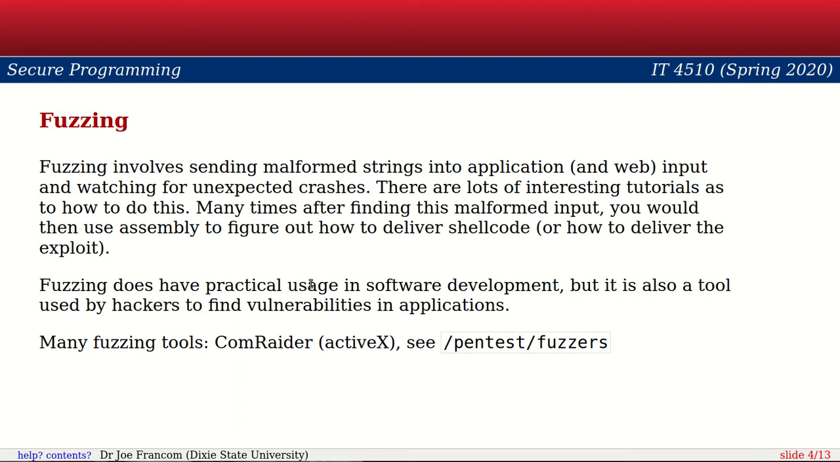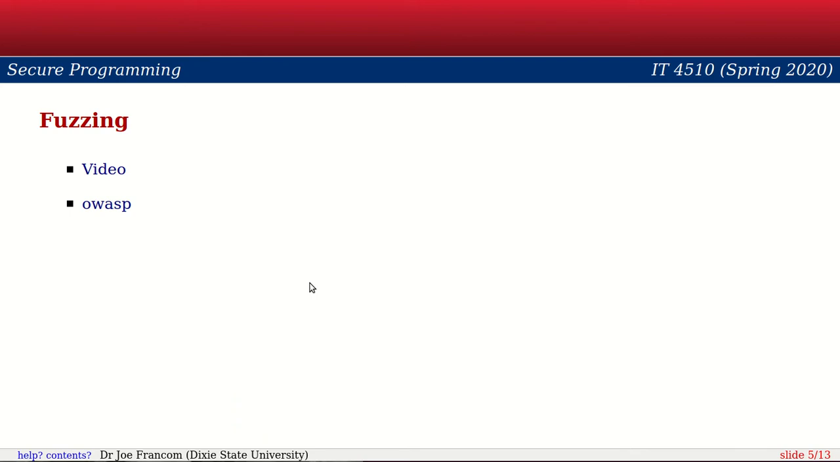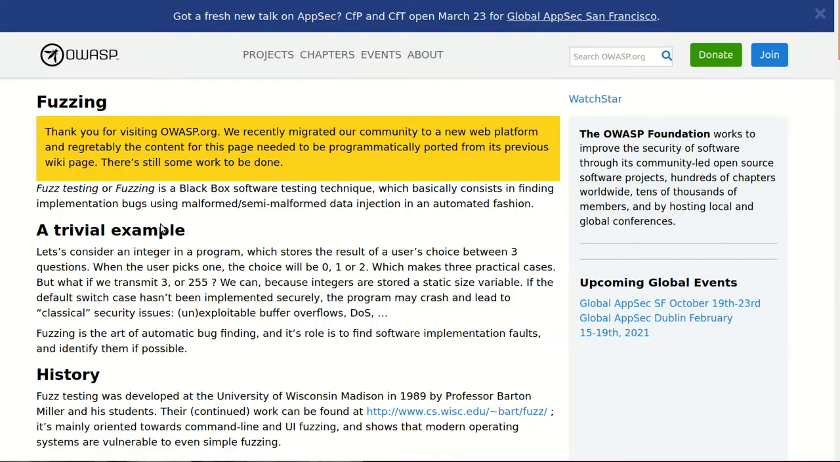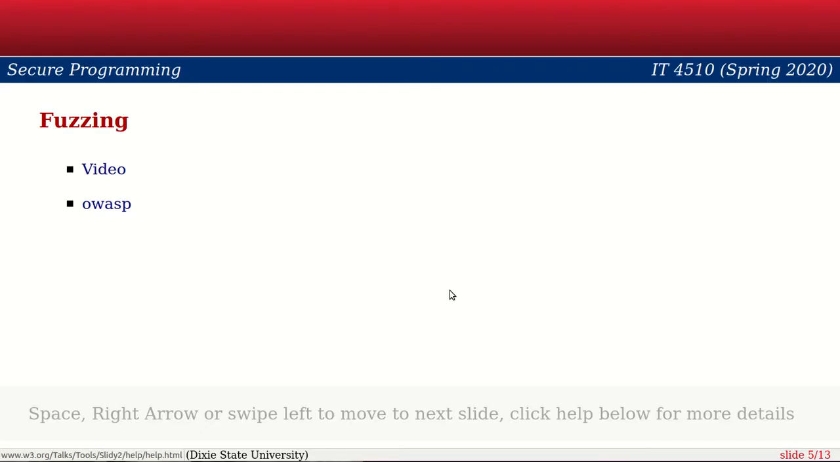So, yeah, that's a very generic definition of fuzzing. But once again, it's just sending a bunch of malformed strings into the application until you get it to crash. And there are tools that will do this for you, and then from there you can craft your own special string to get it to do what you want. Fuzzing does actually have a practical usage in software development to make sure that you're coding correctly. So there's some you can go look at in Kali if you want. Watch these other two videos. There's one video on fuzzing, and then this OWASP will give you a trivial example of fuzzing, so you can read that on your own time.